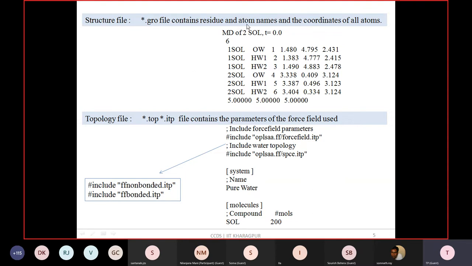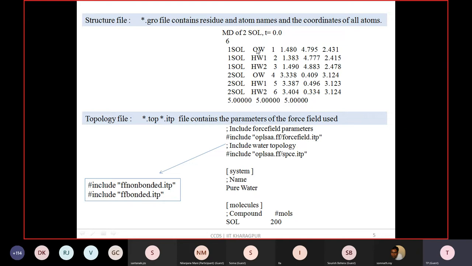A GRO file contains a string and a header name on the top. It mentions how many molecules there are. For example, your solvent is water and you give it a residue name, SOL. So basically you have two SOL molecules. There is the first molecule, which is 1. This is the residue number, this is the residue name, and here is the second residue and second residue name.